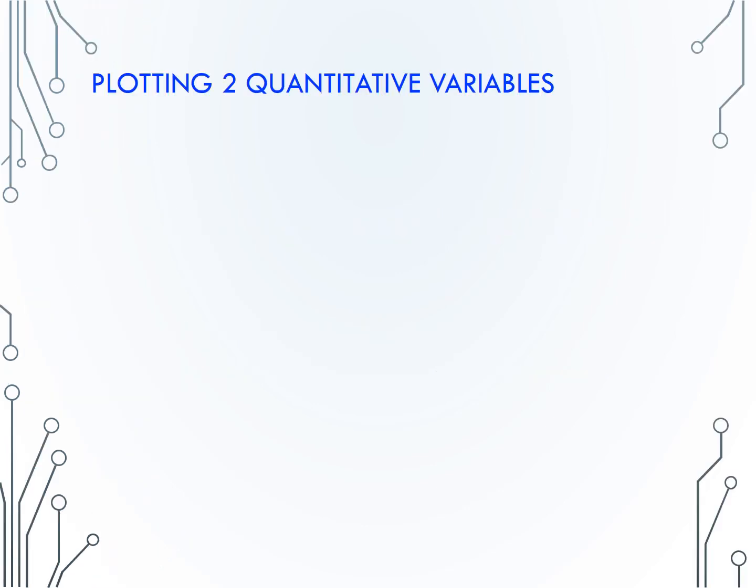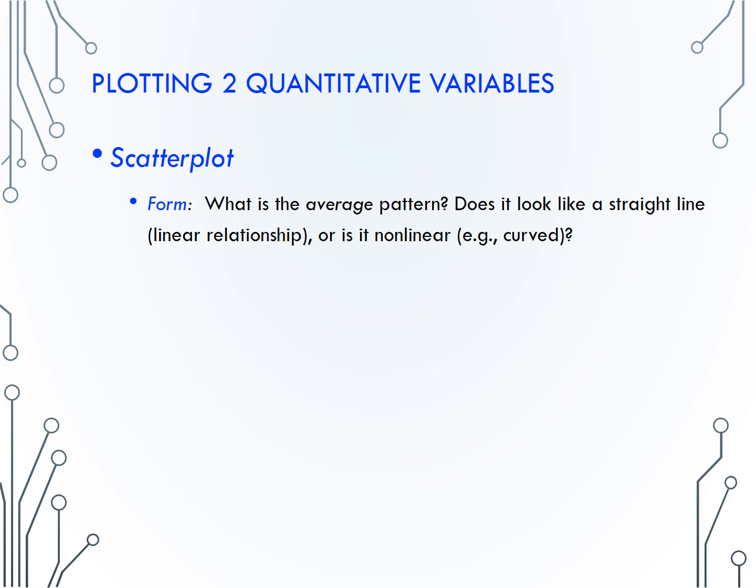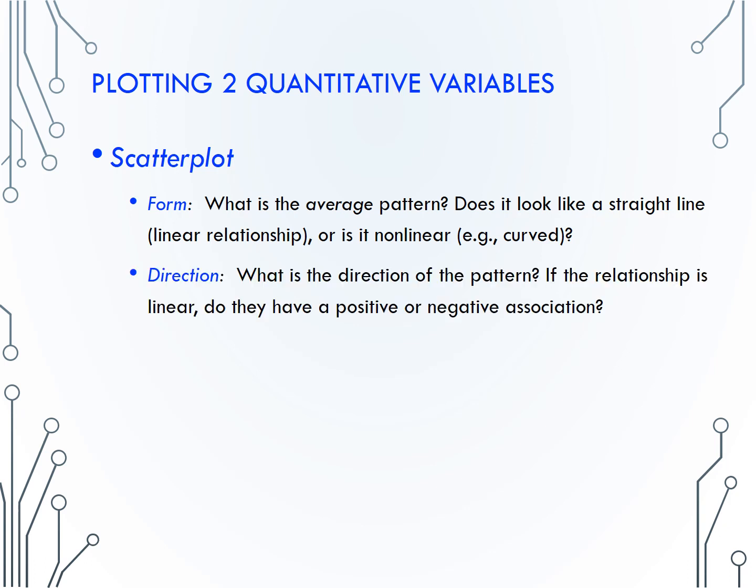If we need to plot two quantitative variables, we'll use a scatter plot, and there are four things we need to describe about a scatter plot. The form of the pattern, or what does the average pattern look like? Is it a straight line or is it non-linear? The direction of the scatter plot, meaning is it positive or negative, or as one variable increases, does the other appear to increase (positive) or decrease (negative)?